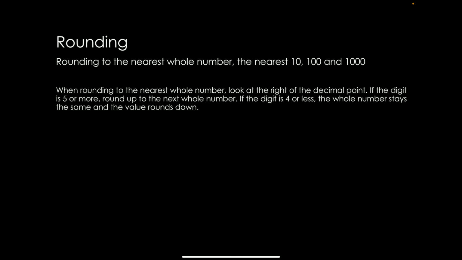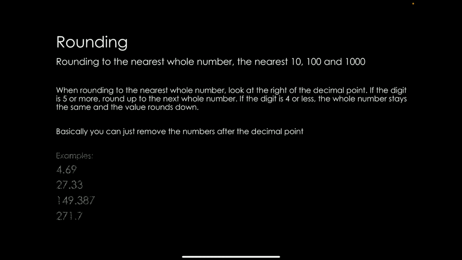When rounding to the nearest whole number, look at the right of the decimal point. If the digit is 5 or more, round up to the next whole number. If the digit is 4 or less, the whole number stays the same and the value technically rounds down. So basically, once you've rounded down, you can just remove the numbers after the decimal point.